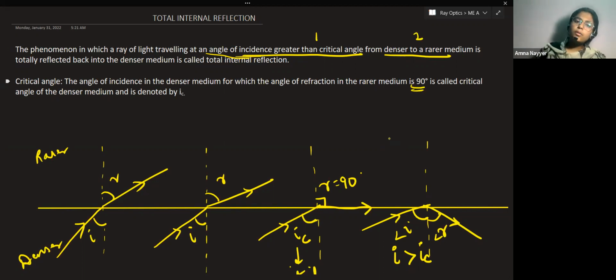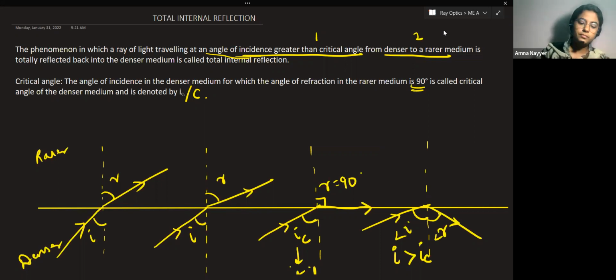And it is denoted by a small i with a subscript C. Or sometimes you'll find the critical angle written as just C. So if you notice the letter C, then understand that this is the critical angle only. Whatever is given, sometimes you'll find it as C, sometimes as iC. So note down this part till here, then just text me done. I'll continue the rest of the things on Saturday.